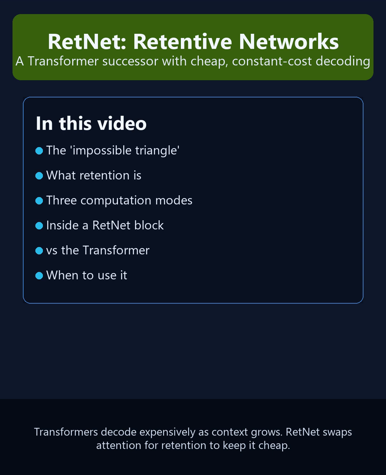Transformers are brilliant, but decoding is expensive. Every new token has to look back at all the previous ones, and the memory cache keeps growing. RetNet, short for Retentive Network, is Microsoft's 2023 architecture built as a successor to the transformer. In this video: the problem it targets, what retention is, its three computation modes, the block architecture, how it compares to the transformer, the numbers, where it shines, and when to use it.